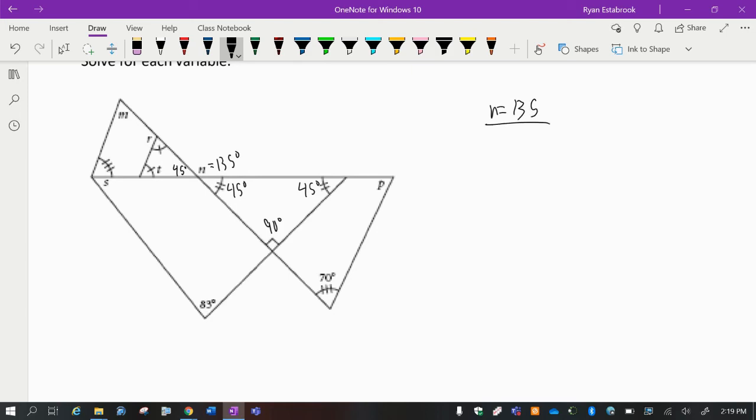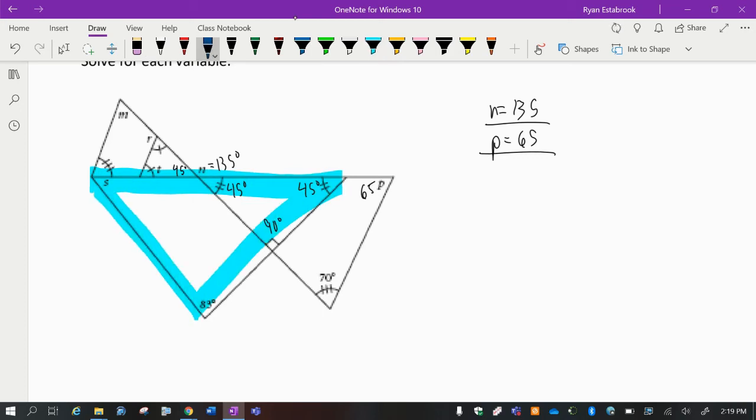And let's see if we can keep expanding out. Orange triangle, we've used up 70 and 45, which is 115 degrees. Take 180 minus 115, and p then would be 65. Here, let's see. This triangle, together we've used up 45 and 83. That's a total of 128 degrees. So we take 180 minus 128. That's going to be 52 degrees. So s is 52.